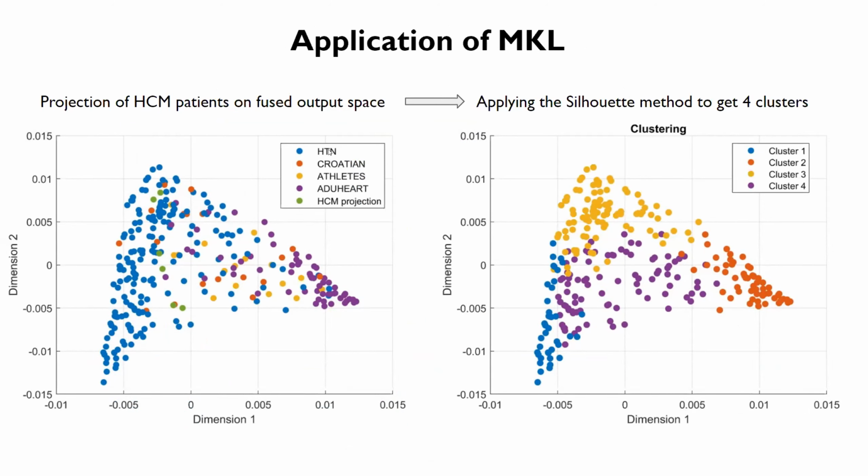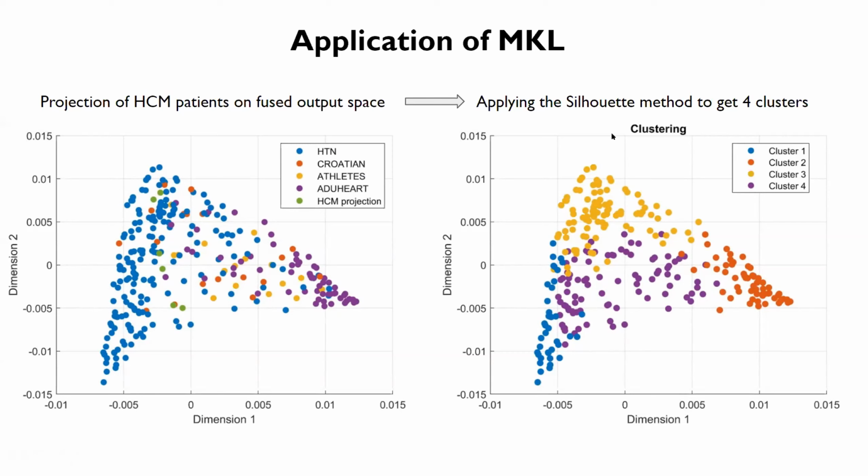So we trained it using the hypertensive patients, athletes, as well as the 2 healthy controls. Then we used data from the HCM patient group and projected it onto the sample space, and on the output space you can see where the green dots are on the left-hand side of this figure, and they are more overlapping with the hypertensive patients rather than the healthy controls.